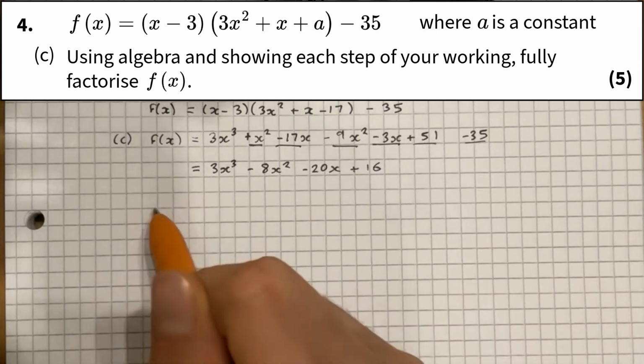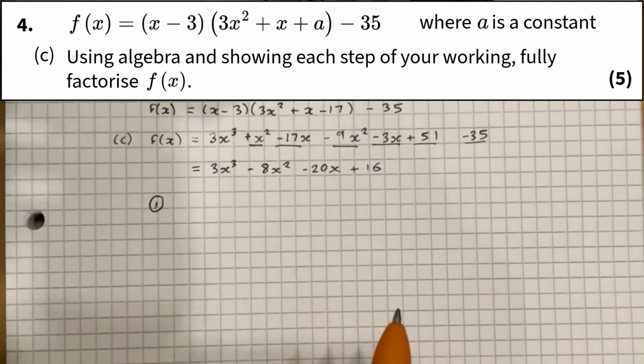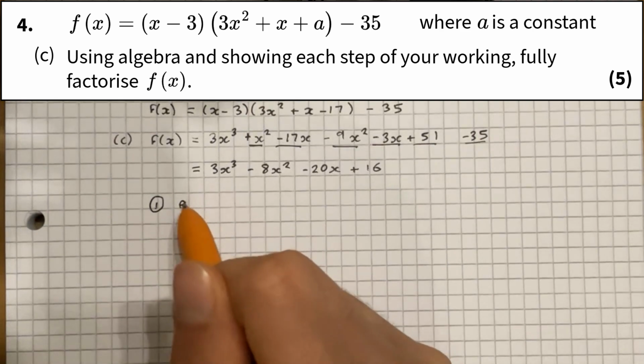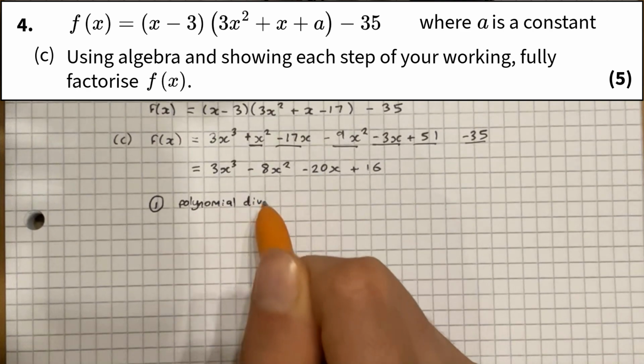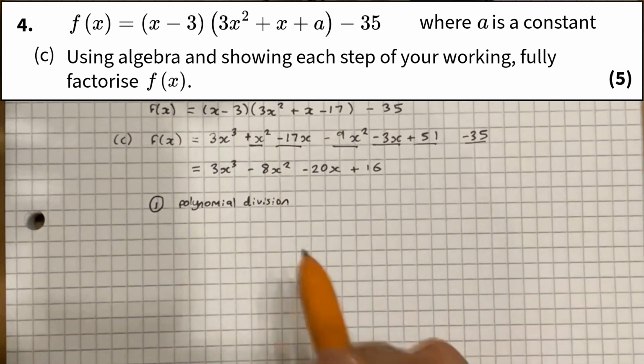Now it's fully expanded. Now we can try and factorize it properly. I'll show you two methods. The first one is polynomial division. Maybe a bit more standard, but it's not the quickest method.